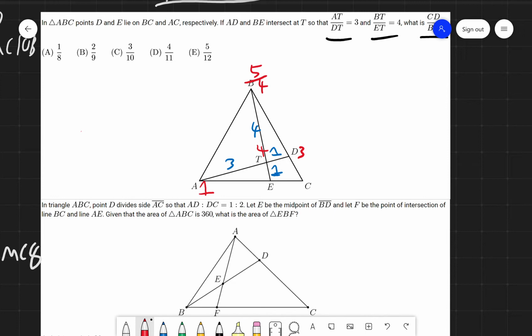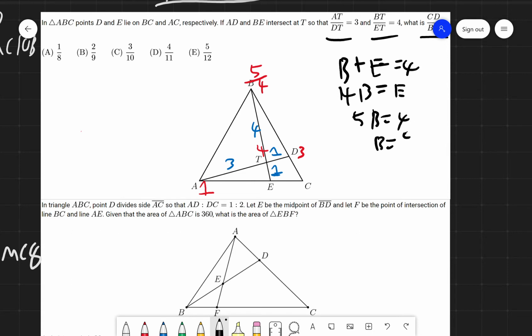Yeah, hold on. I think this is 5. No, I think it's right. What did I do? Alright, so let's rewrite that again. We have B plus E equals 4, and then we also have 4B equals E. So 5B equals 4, so B equals 4/5. Sorry, not 5/4. Oops.